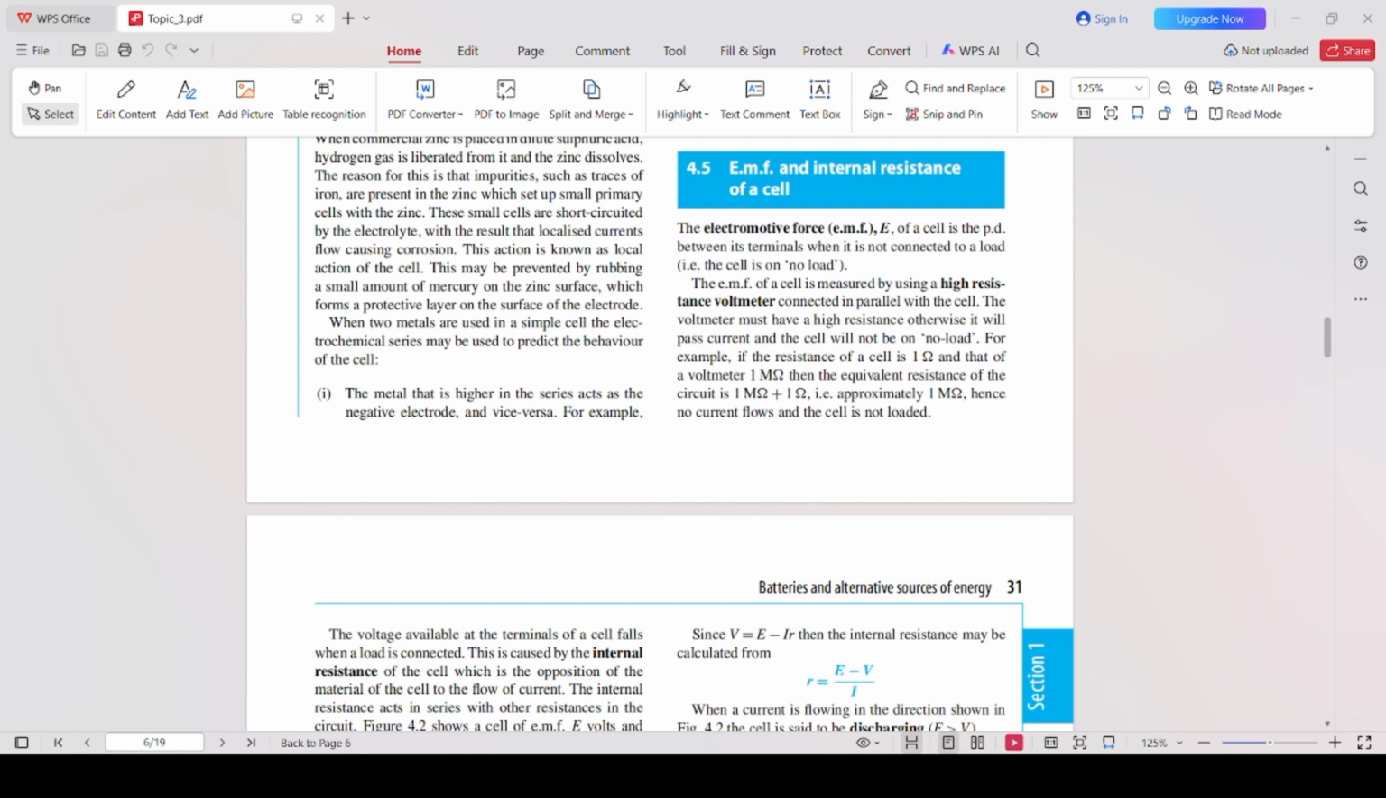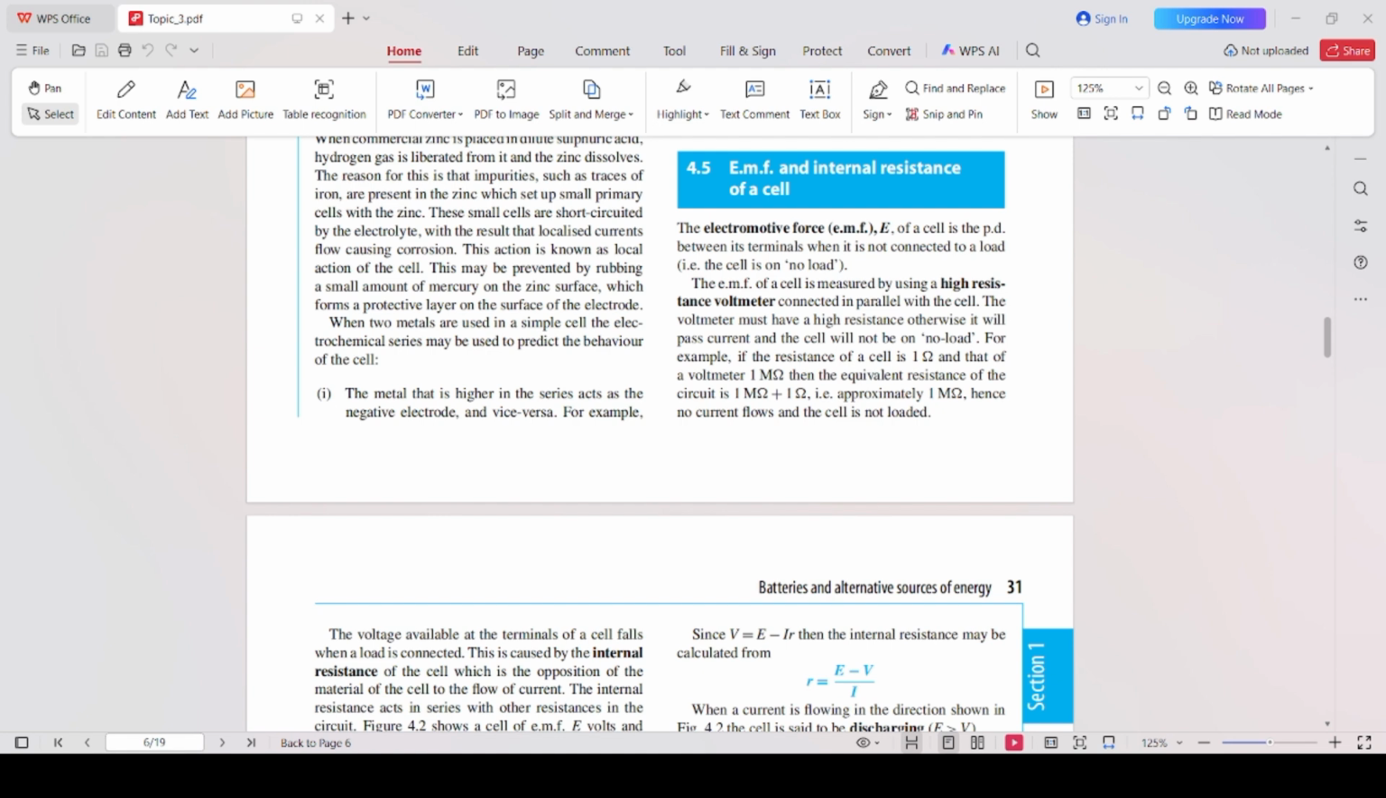The voltmeter must have a high resistance, otherwise it will pass current and the cell will not be on no load. For example, if the resistance of a cell is 1 ohm and that of a voltmeter is 1 megaohm, then the equivalent resistance of the circuit is 1 megaohm added to the 1 ohm, i.e. approximately 1 megaohm. Hence, no current flows and the cell is not loaded.